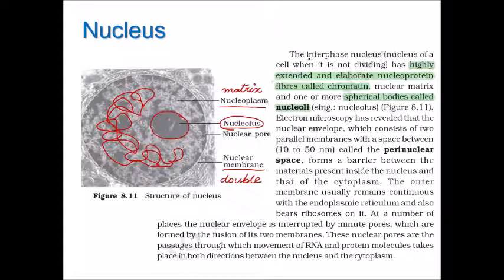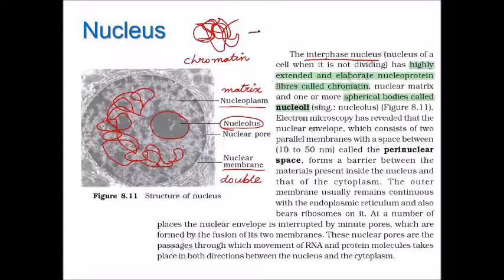Now let's discuss what an interphase nucleus is. The interphase nucleus is the nucleus of a cell when the cell is not dividing. So just before cell division, the genetic material will be found in the form of chromatin. Chromatin is a thread-like entangled mass of DNA. This is called chromatin. So this is just before cell division.